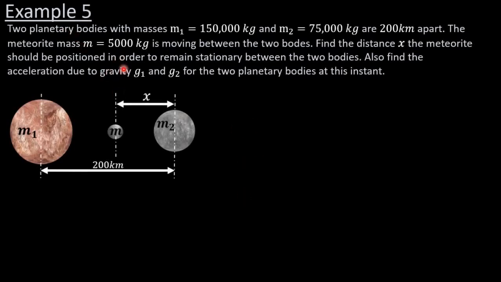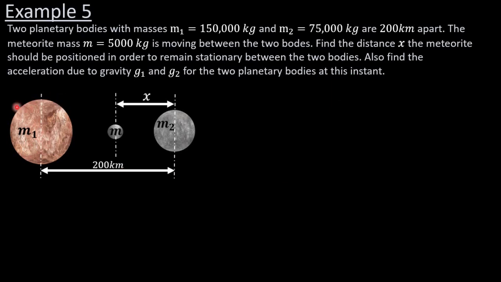So example 5. Two planetary bodies with mass m1 equals 150,000 kilograms and m2 equals 75,000 kilograms are 200 kilometers apart. The meteorite has mass M equals 5,000 kilograms and is moving between the two bodies. Find the distance x the meteorite should be positioned in order to remain stationary between the two bodies. Also find the acceleration due to gravity g1 and g2 for the two planetary bodies at this instant.